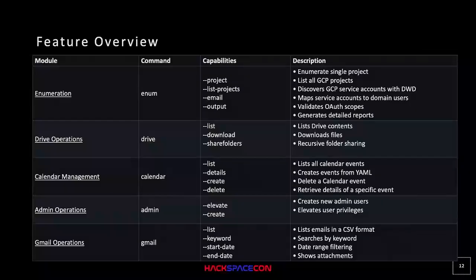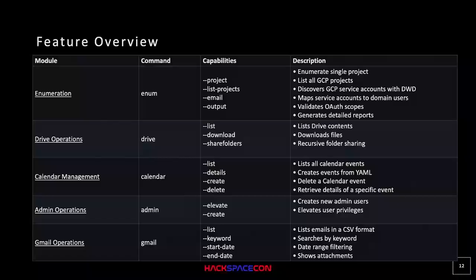This is a feature overview. Won't spend too much time on this because this is also on the GitHub repo, but this is just an overview of what's available to you currently in the project. So you can enumerate all service accounts for domain-wide delegation. You have some Drive operations, calendar, admin operations, and Gmail operations. And so each one of these allow you to search through their respective resources in one way or another.